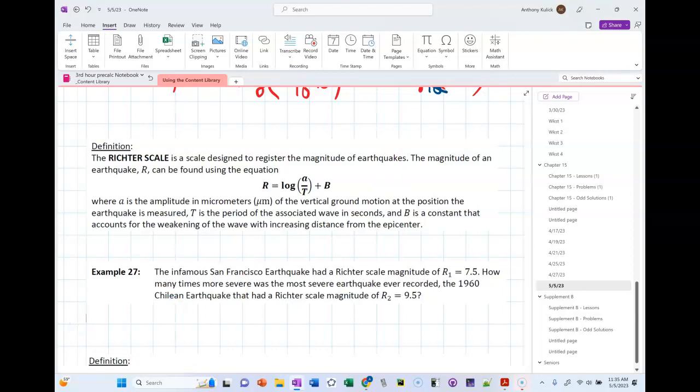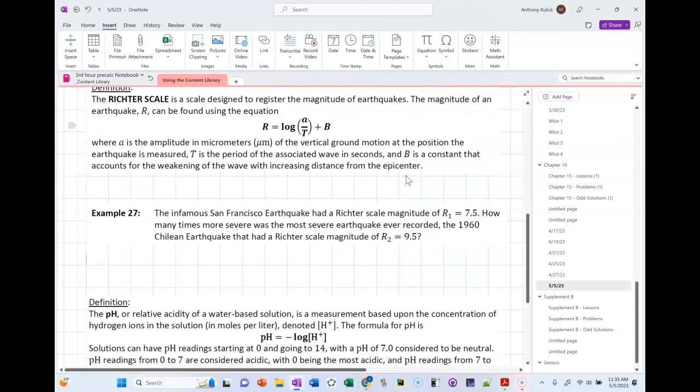Okay. This one says the infamous San Francisco earthquake had a Richter scale magnitude R of 7.5. How many more times severe was the most severe earthquake ever recorded, the 1960 Chilean earthquake that had a Richter scale magnitude of 9.5? So when we talk about severity, what we're going to talk about is the up and downness, right? Like how much more rocking was one earthquake than the other. Everybody's okay with that?